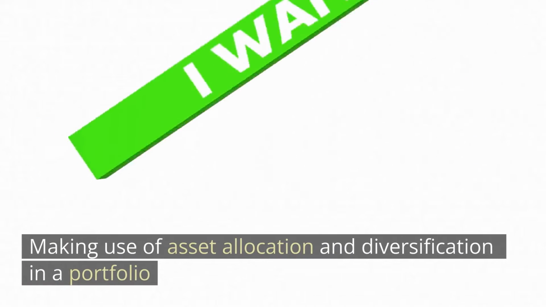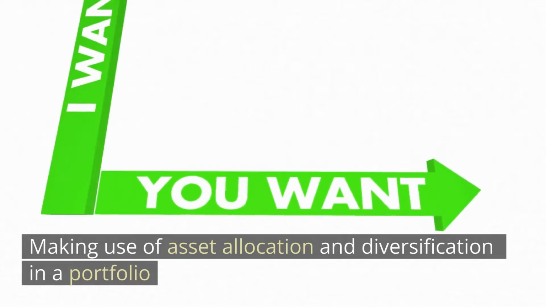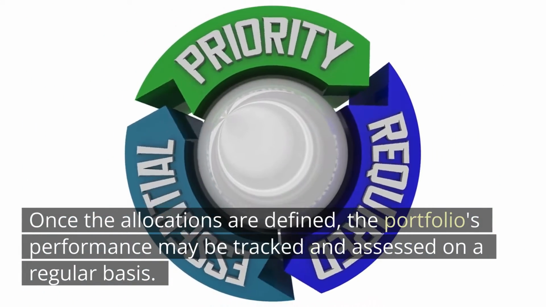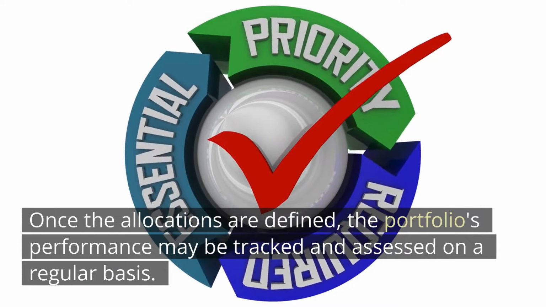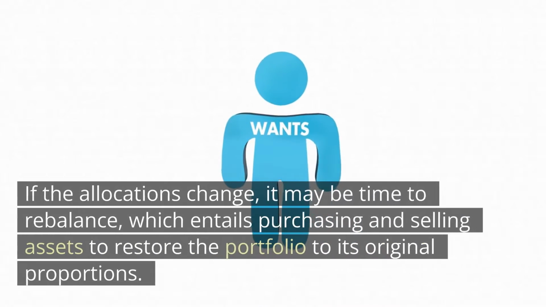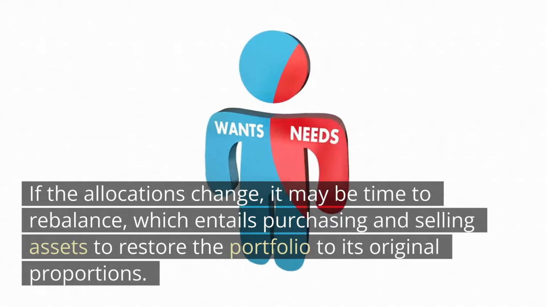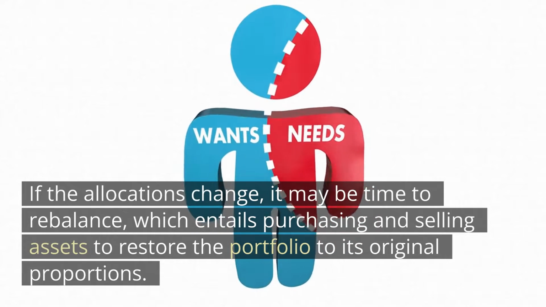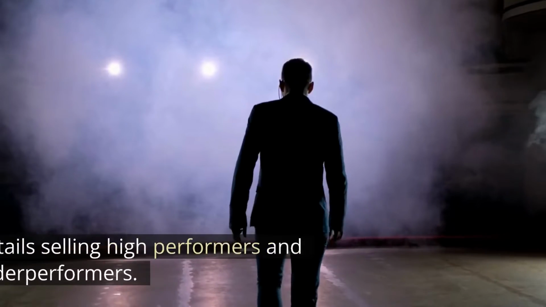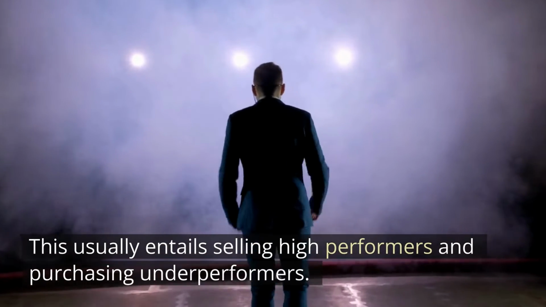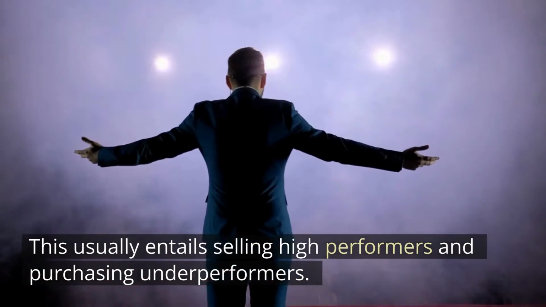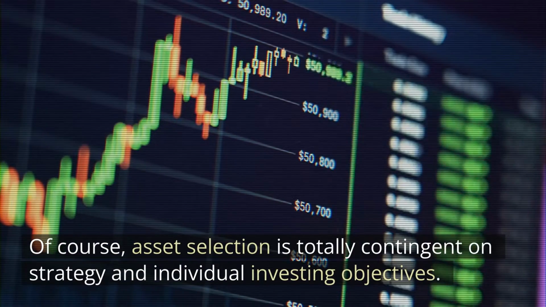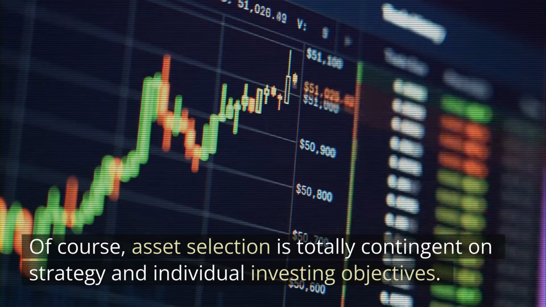Making use of asset allocation and diversification in a portfolio. Once the allocations are defined, the portfolio's performance may be tracked and assessed on a regular basis. If the allocations change, it may be time to rebalance, which entails purchasing and selling assets to restore the portfolio to its original proportions. This usually entails selling high performers and purchasing underperformers. Of course, asset selection is totally contingent on strategy and individual investing objectives.